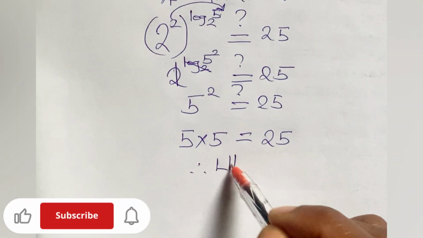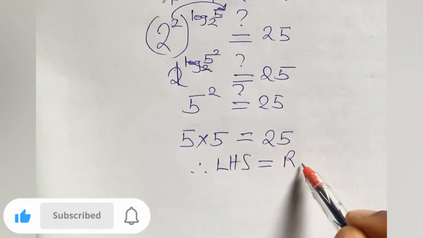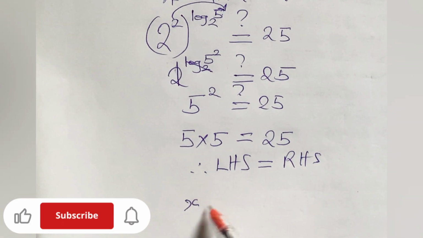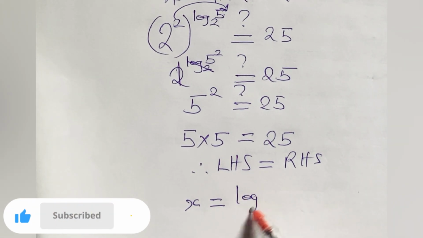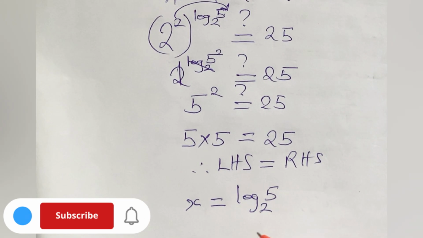Therefore, our left hand side is the same thing as our right hand side. The value of x is equal to log 5 base 2 as our final answer.